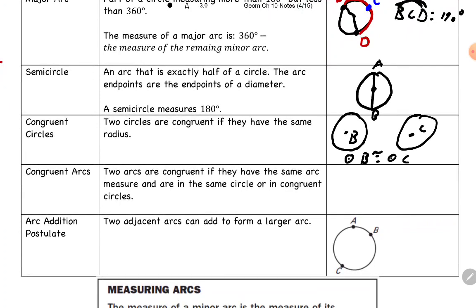Congruent arcs are two arcs that have the same arc measure. And then the arc addition postulate says we can take two arcs and add them together. So arc AB plus arc BC is equal to arc ABC.